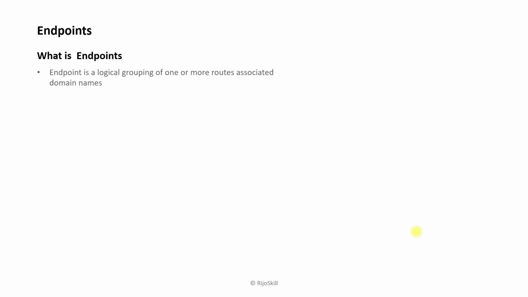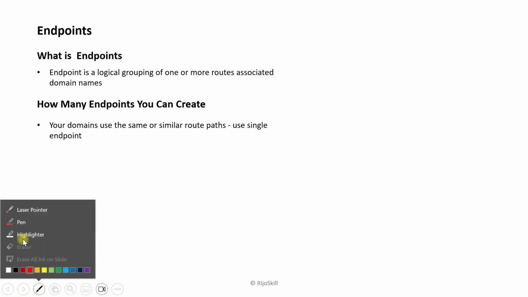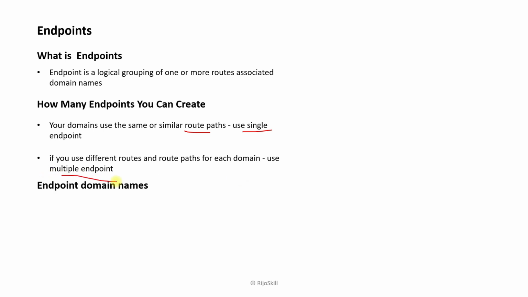What is an endpoint? An endpoint is a logical grouping of one or more routes associated with a domain name. How many endpoints can you create? If your domains use the same or similar route path, you can use a single endpoint. If your domains use different paths, for example each domain using a different one, you can use multiple endpoints. Okay. So domain here is the endpoint domain name. You can see here endpoint domain names are automatically generated.